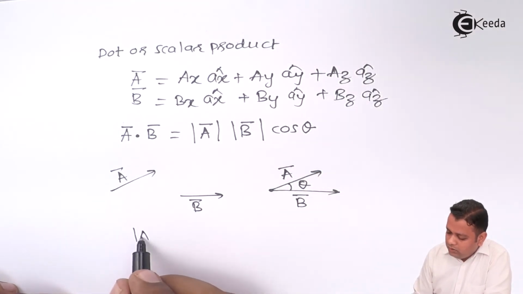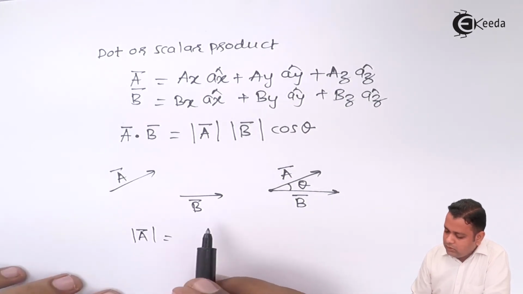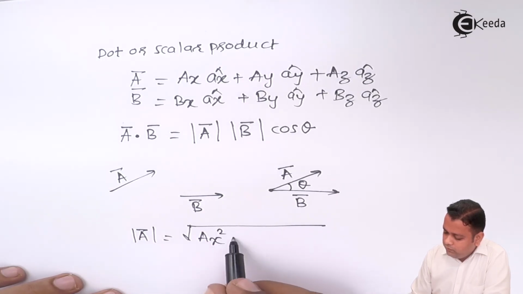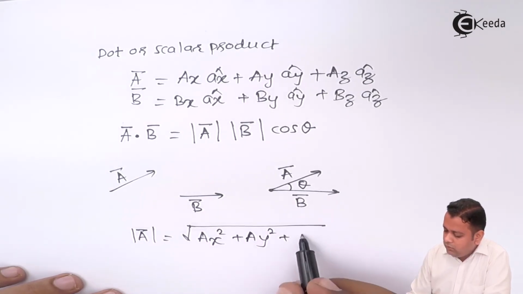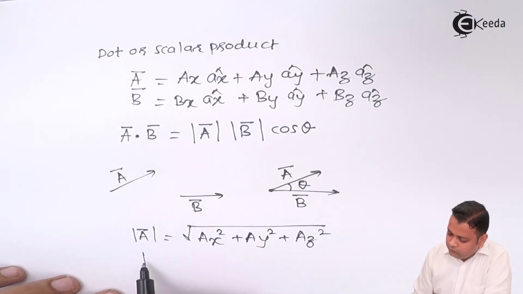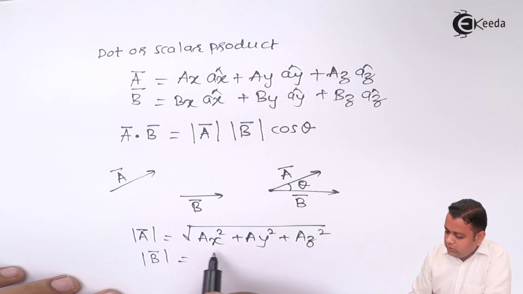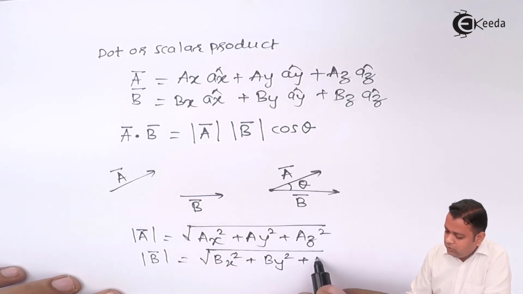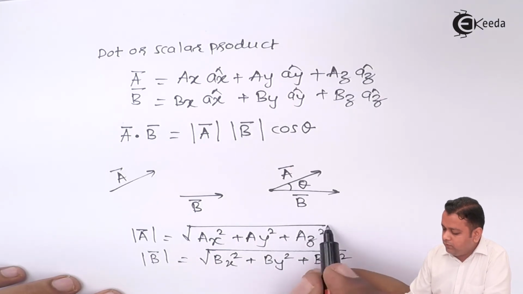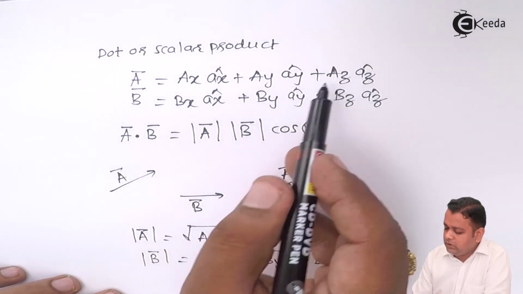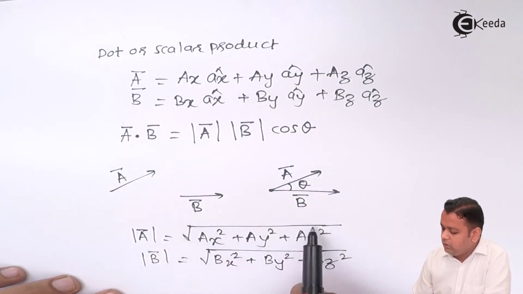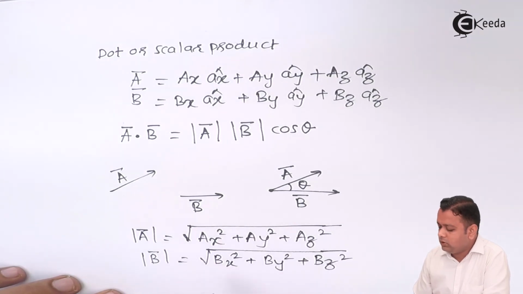So the magnitude of a bar is given as under root capital Ax square plus capital Ay square plus capital Az square. The magnitude of b bar is given as capital Bx square, capital By square, capital Bz square. The coefficients Ax, Ay, Az and Bx, By, Bz have to be squared and added, and finally the square root has to be taken. This gives us the magnitude.